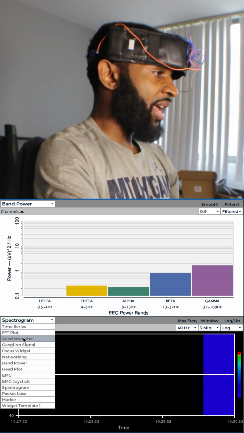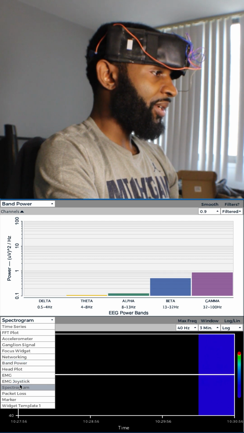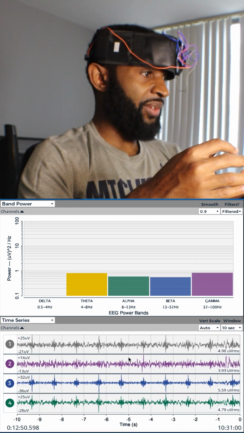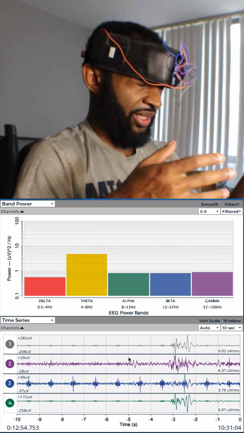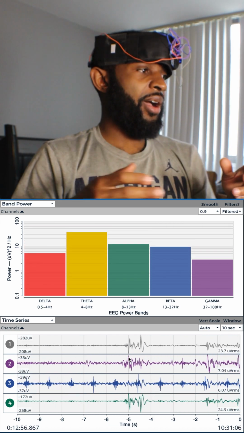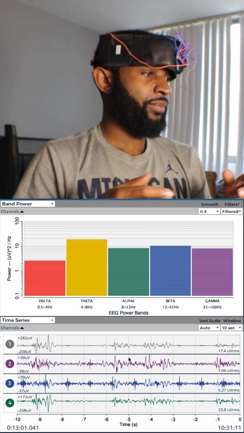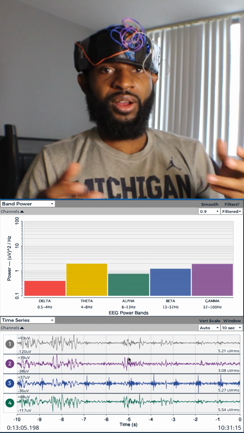And then we have the time series raw, which is what everyone has been waiting for, time series raw. And this is what it looks like. So you can see when I blink my eyes, it logs it. You see that? Those are the blinks. And when I clench my jaw, and when I close my eyes. So yeah, that's how it all works.